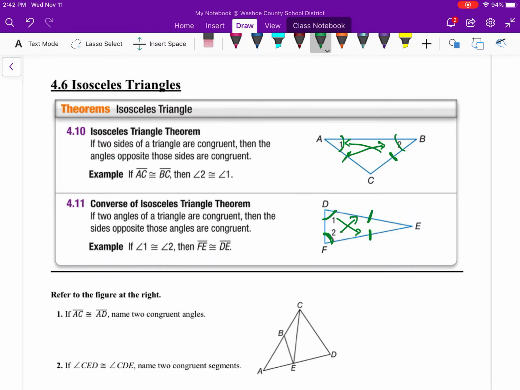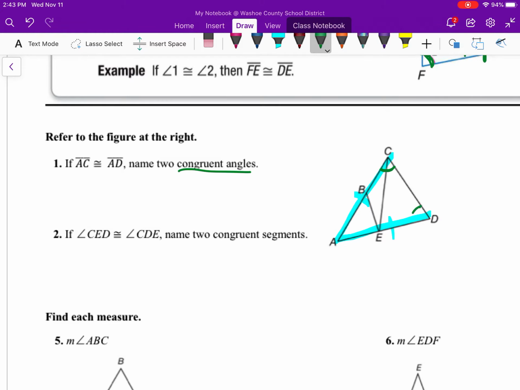Let me go with the highlighter. AC is congruent to AD, okay? Name two congruent angles. So if I'm saying this side and this side are congruent, what would be two congruent angles? Well, I'm hoping you're thinking that the opposite angles will also be congruent, those base angles, okay?